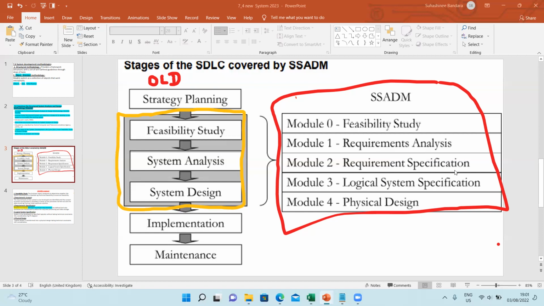That means ER diagram, logical system specification. Then it will map with the physical design. Physical design means the interface, how it looks, and how the user interacts with the system.